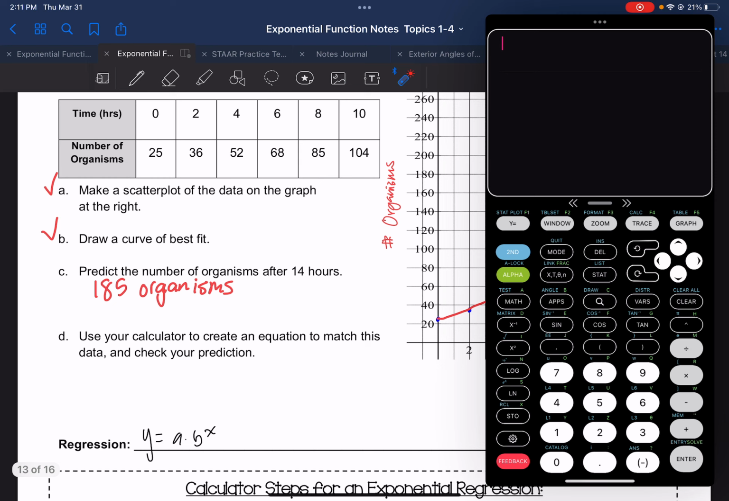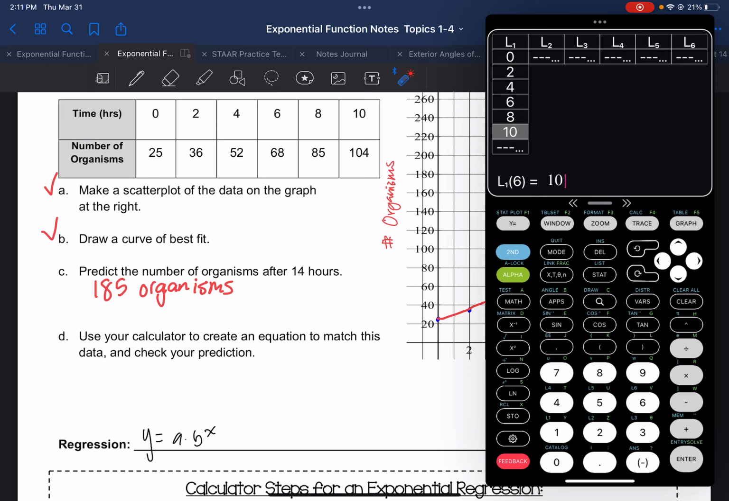First I need to go to Stat, then Edit. I need to edit my list and put my values in here. So 0, 2, 4, 6, 8, 10. I would encourage you to do this while I'm doing it. If I'm going too fast, pause the video, do what you've got to do, then play the video. So 25, 36, 52, 68, 85, 104. Bam.